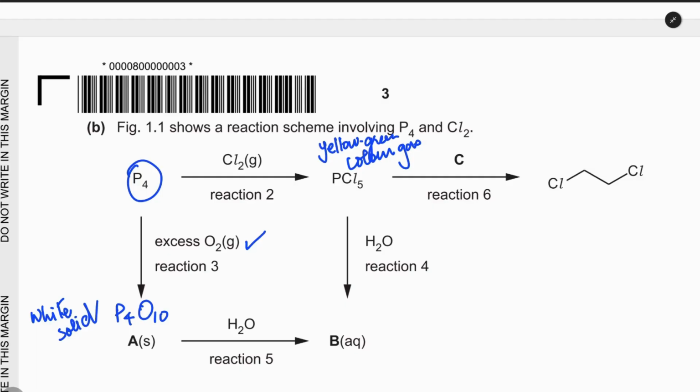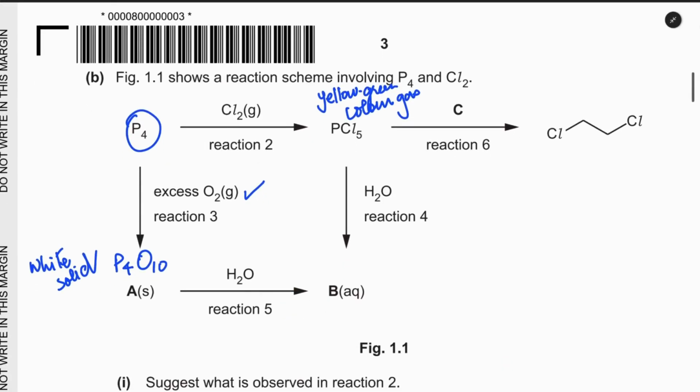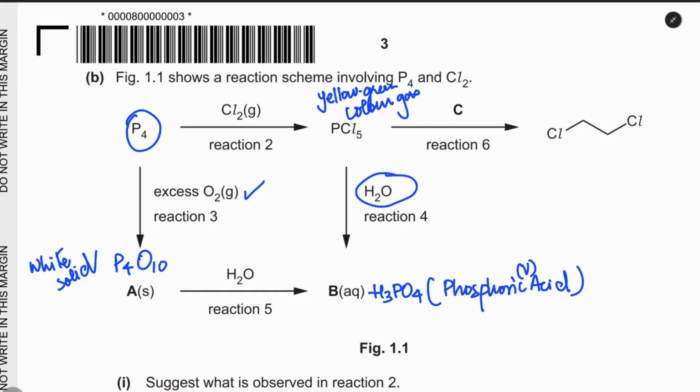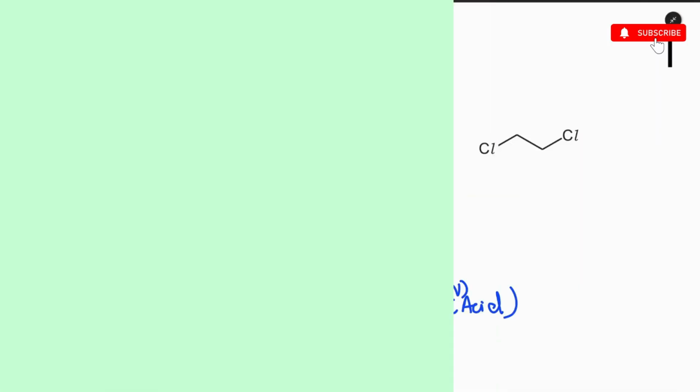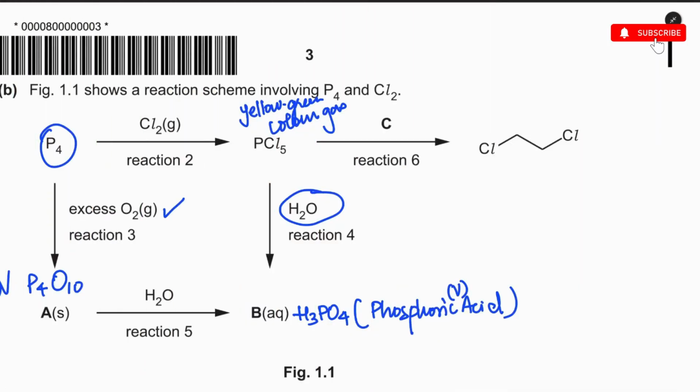Let's check reaction number 5. When P4O10 reacts with water, it gives phosphoric acid, which I'll write as H3PO4. You can also write phosphoric(V) acid. Over here, when PCl5 reacts with water, I'm going to get the same thing, phosphoric acid. Now let's see reaction 6.